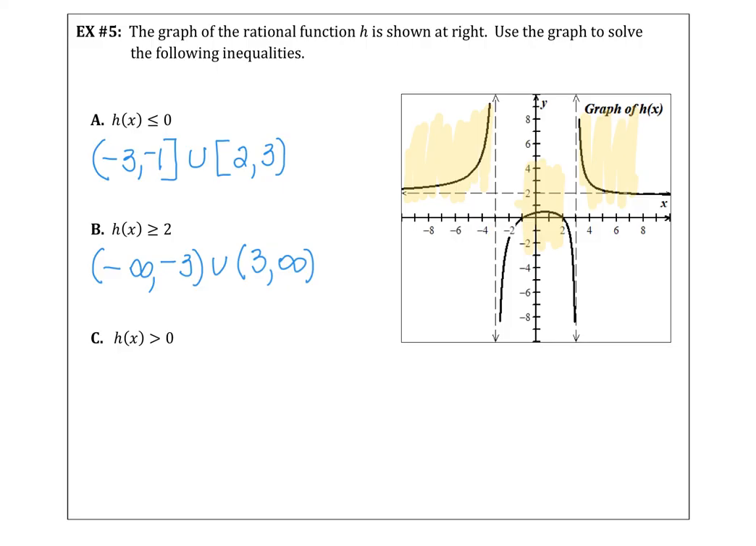So we could write that in a nice, concise notation: negative infinity to negative 3, negative 1 to 2, but it's not equal to, so we're not going to bracket 1 and 2. And then finally from 3 to infinity.